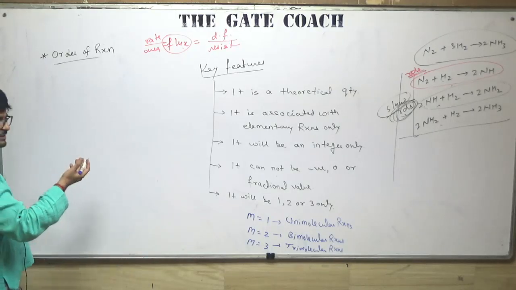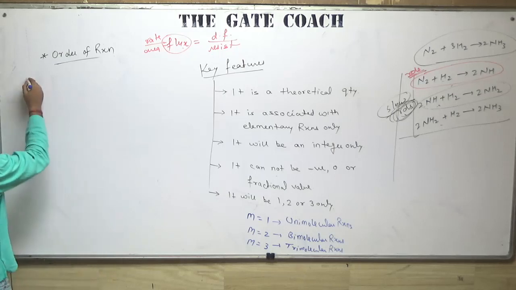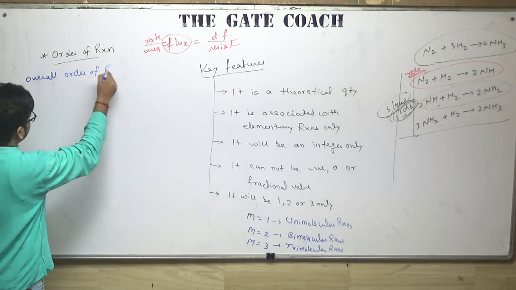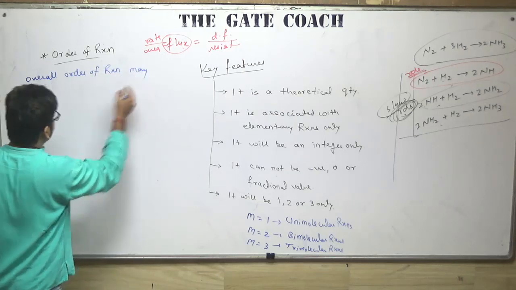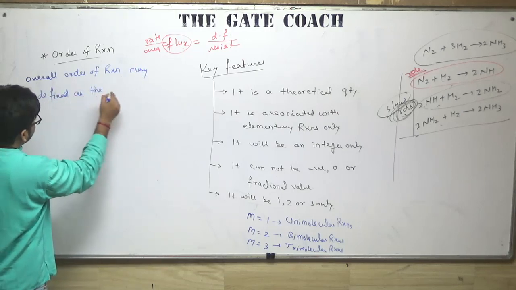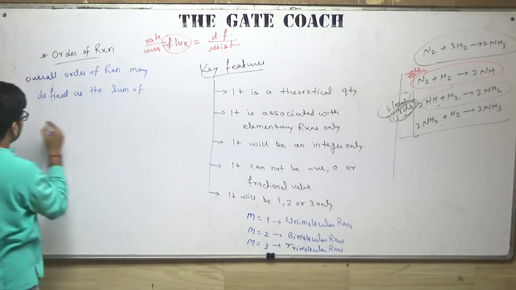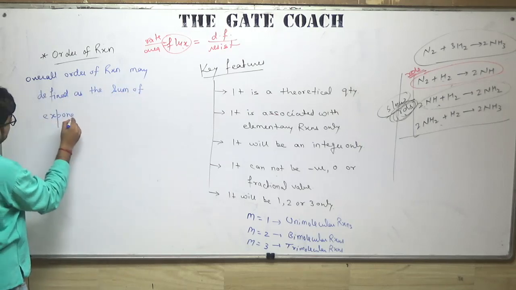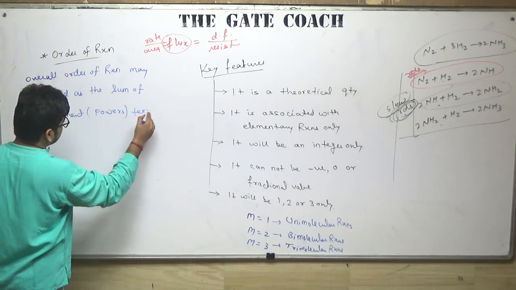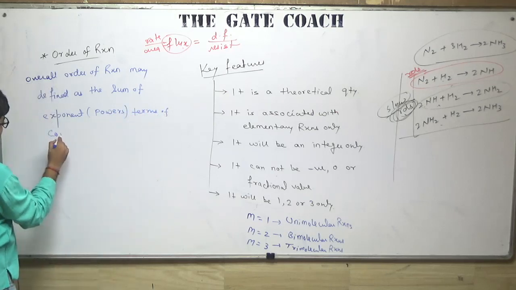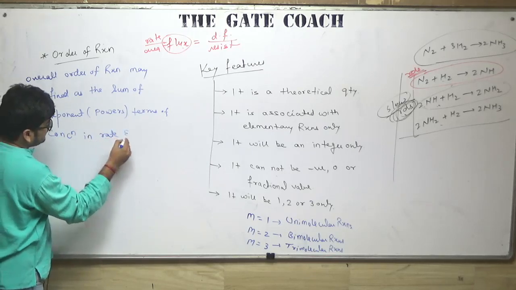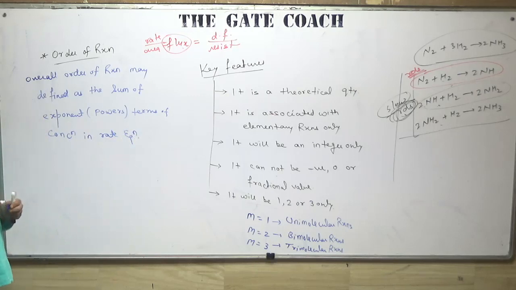If we go with the definition, overall order of reaction may be defined as the sum of exponent terms, that is powers, of concentration in the rate equation, that means rate law.